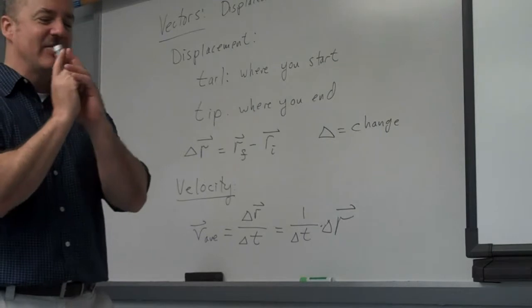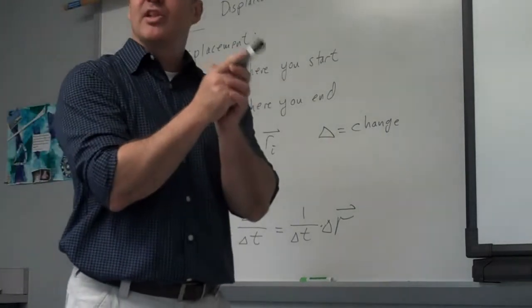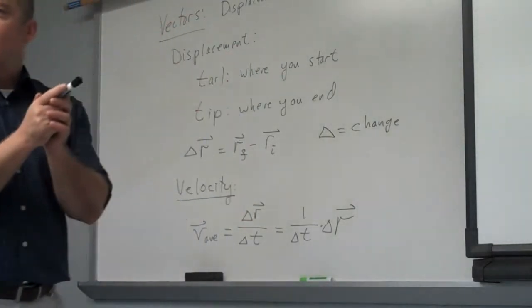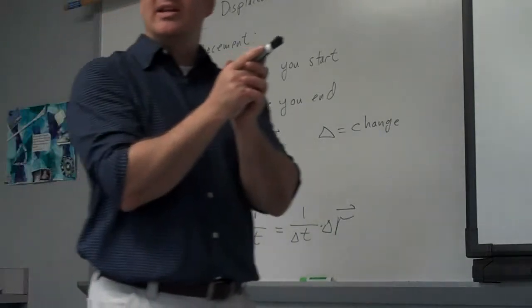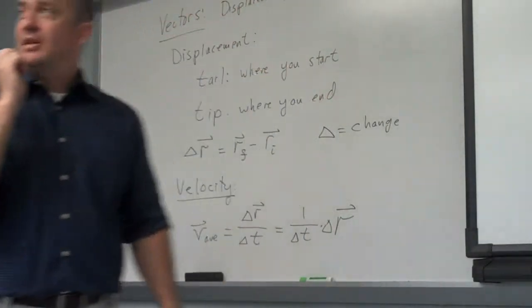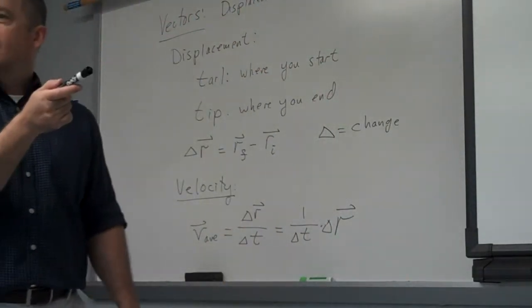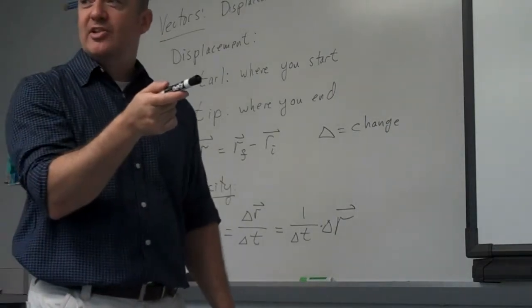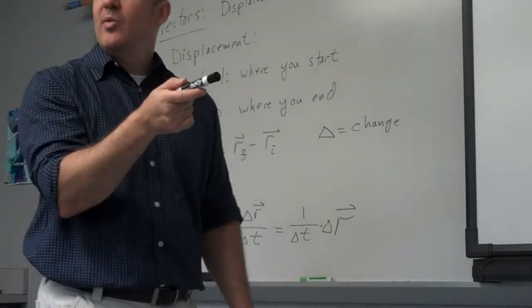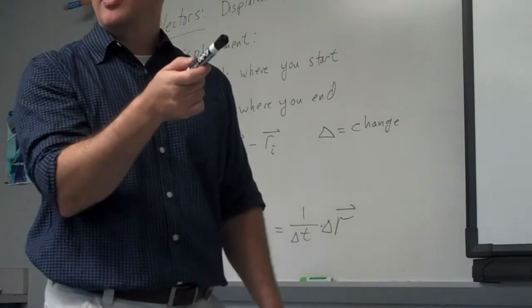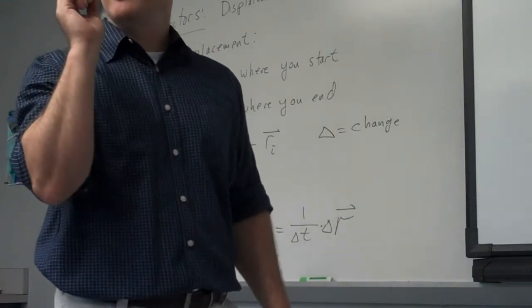All right, if I'm walking this way, but I'm slowing down, my displacement is moving in this direction. My velocity is moving in this direction. But if I'm slowing down, which way is my acceleration going? That way. My acceleration's that way if I'm slowing down.